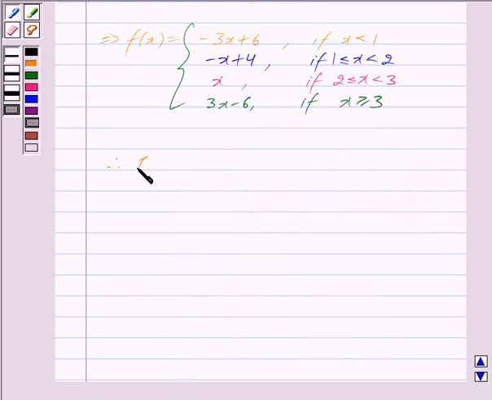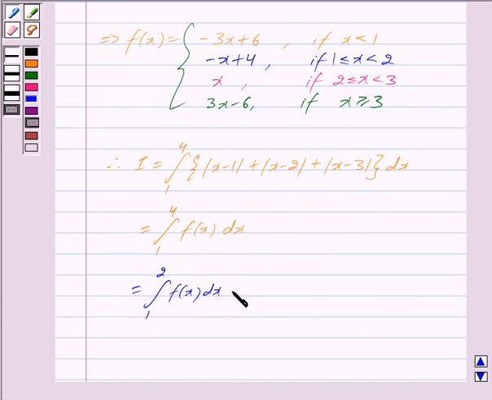Therefore, we have I is equal to the integral from 1 to 4 of |x - 1| + |x - 2| + |x - 3| dx, and this is equal to the integral from 1 to 4 of f(x) dx, because we have taken f(x) is equal to |x - 1| + |x - 2| + |x - 3|. We can write this as the integral from 1 to 2 of f(x) dx plus the integral from 2 to 3 of f(x) dx plus the integral from 3 to 4 of f(x) dx.